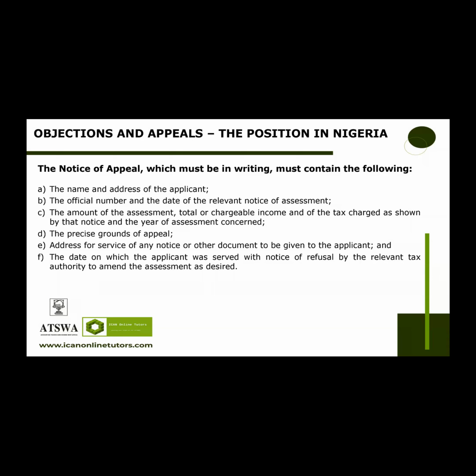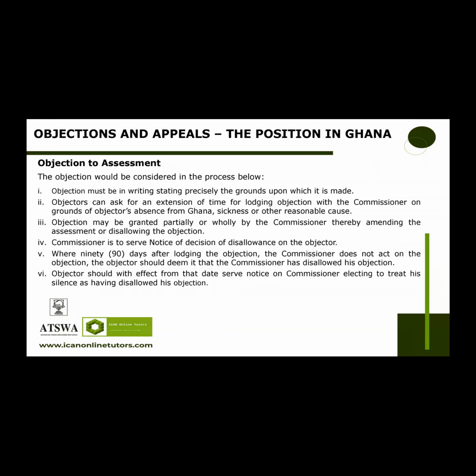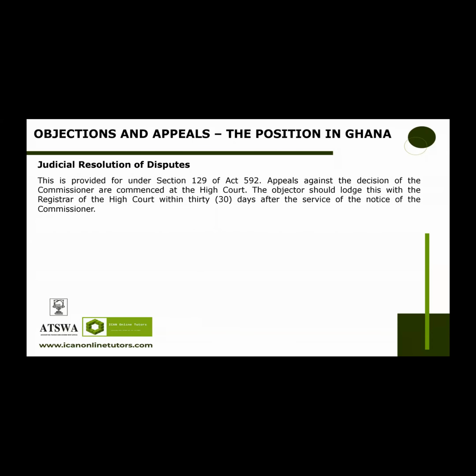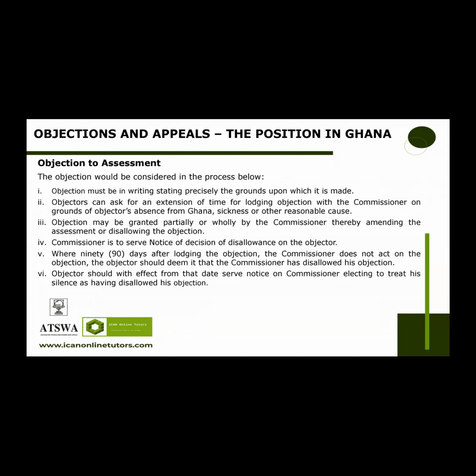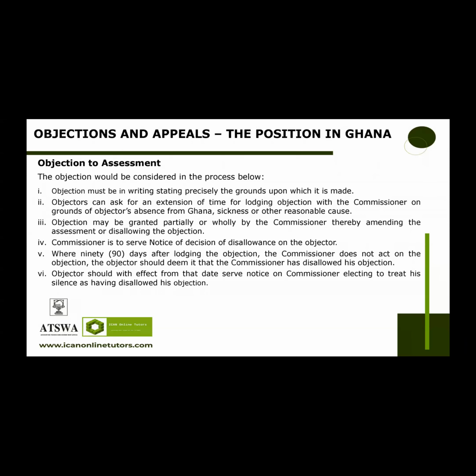And also we have objections and appeals. Let's look at the position in Ghana. In Ghana, the Internal Revenue Act 2000, Act 592, provides for administrative resolution of disputes arising from objections and judicial resolution of disputes.